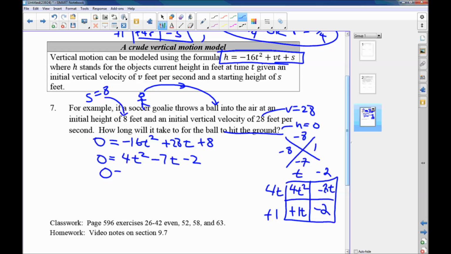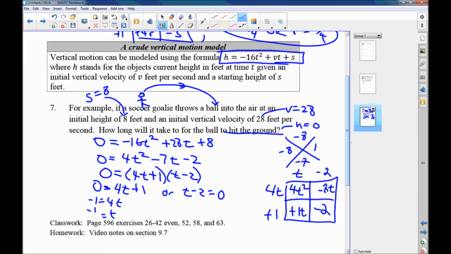So I've got 0 equals 4t plus 1 times t minus 2, and then we split this into two problems. So 4t plus 1 or t minus 2 equals 0. So over here, we're going to get negative 1 equals 4t, or t is negative 1/4. And then we're going to scratch it out, because it doesn't make sense that this ball fell 1/4 of a second backwards in time. On this side, we're going to solve this. We're going to get 2. So it says, how long did it take for the ball to hit the ground? It took 2 seconds.